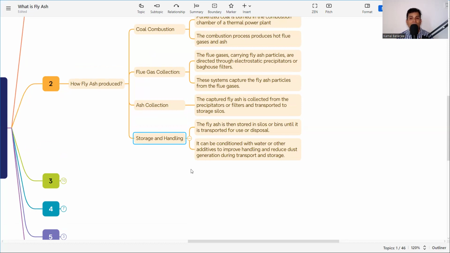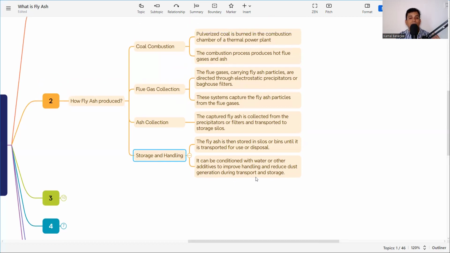Now, it is a byproduct. Every day it will come to the thermal power plant. It will produce. Now, what will happen? It is either disposed or it is transported to other use. Now, it can be conditioned with water or other additives to improve handling and reduce dust generation during transportation and storage.